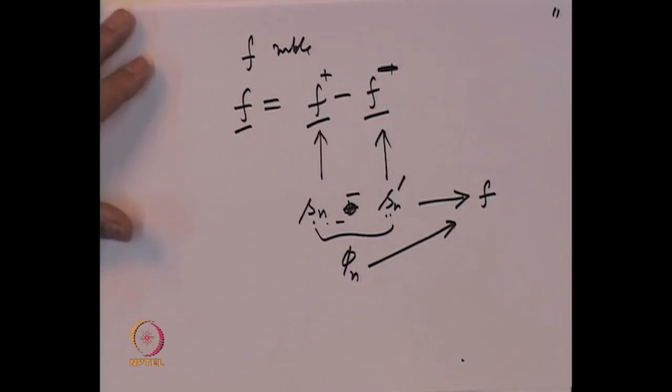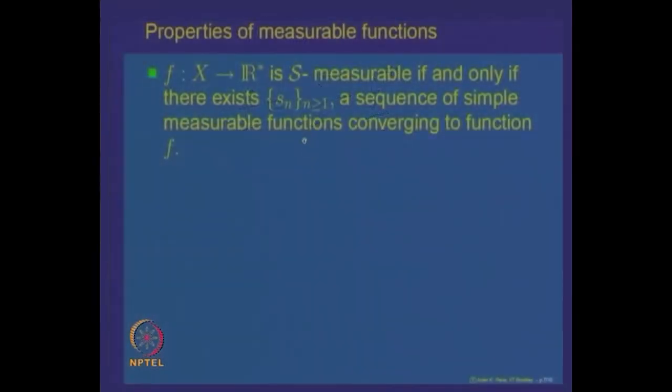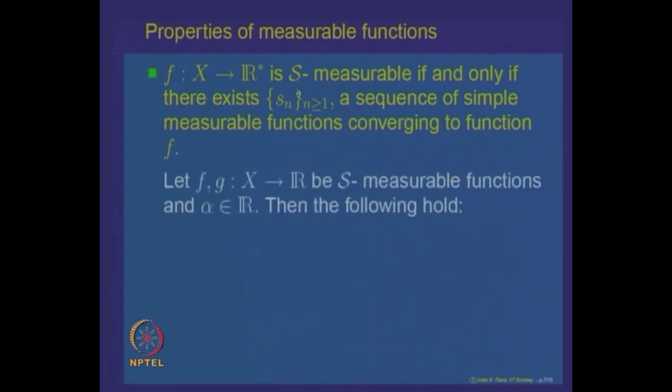So, that proves that a general function f is measurable if and only if there is a sequence of simple measurable functions converging to f. Now, let us look at some more general properties of measurable functions. Given two measurable functions f and g and a scalar, we ask whether the sum is measurable, whether the product is measurable, and whether a scalar multiple of a measurable function is measurable.